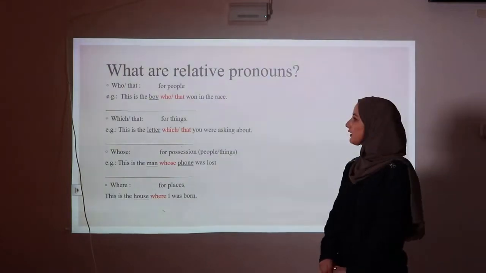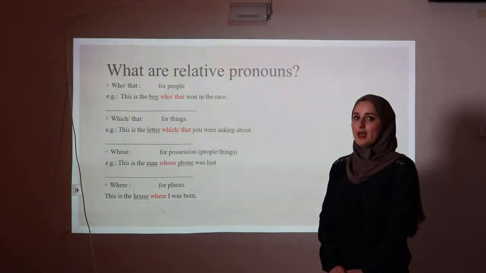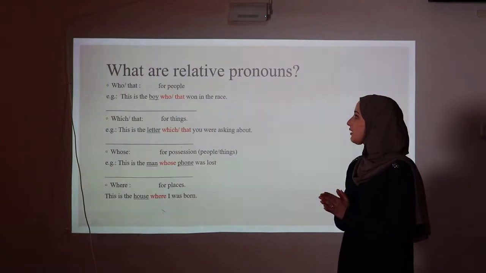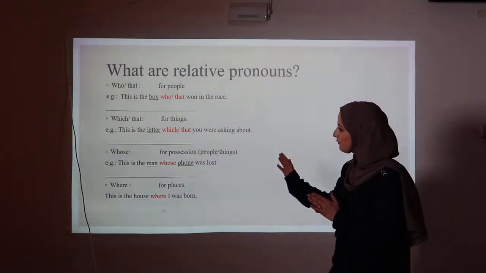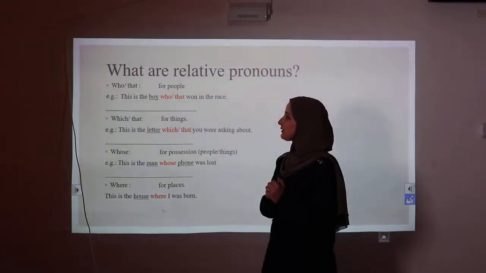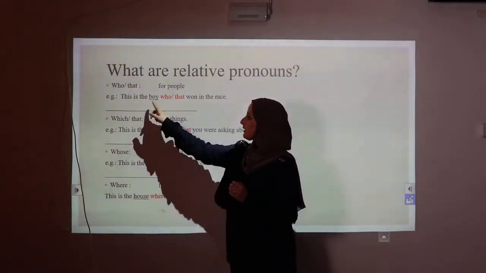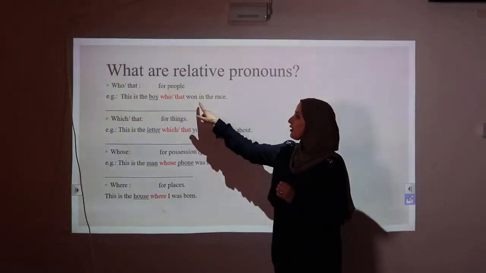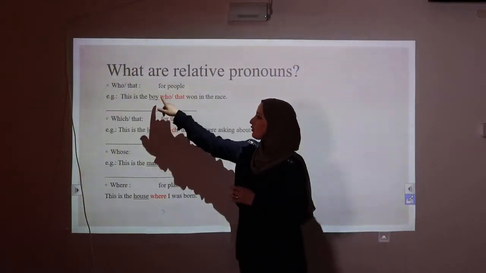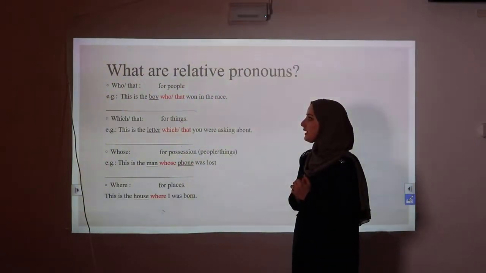Let's start. The first question, what are the relative pronouns in English language? We have 7 to 8 relative pronouns, but in this unit we'll only focus on 4 or 5 of them. Number 1, who or that, they stand for people. The example, this is the boy who or that won in the race. Notice that who refers to the boy. It describes him by giving a piece of information or describe the boy.